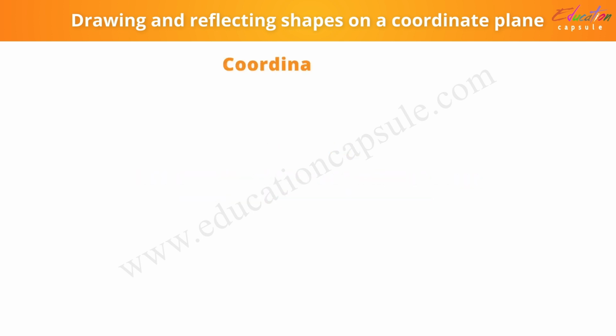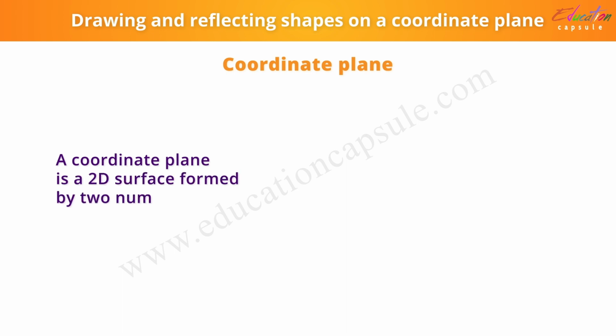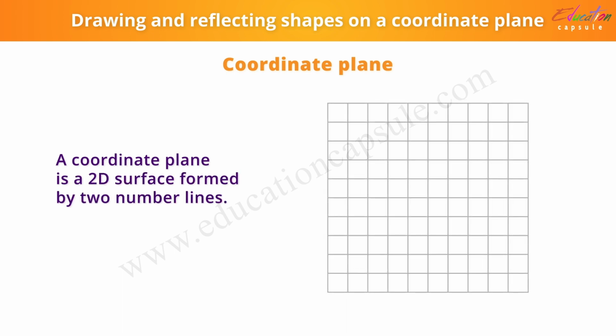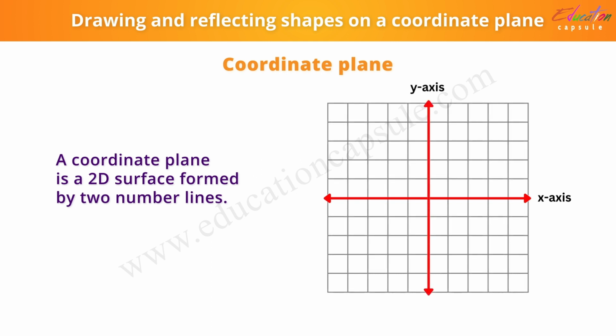Next is coordinate plane. A coordinate plane is a 2D surface formed by two number lines. It is formed when a horizontal line called the x-axis and a vertical line called the y-axis intersect at a point called the origin.